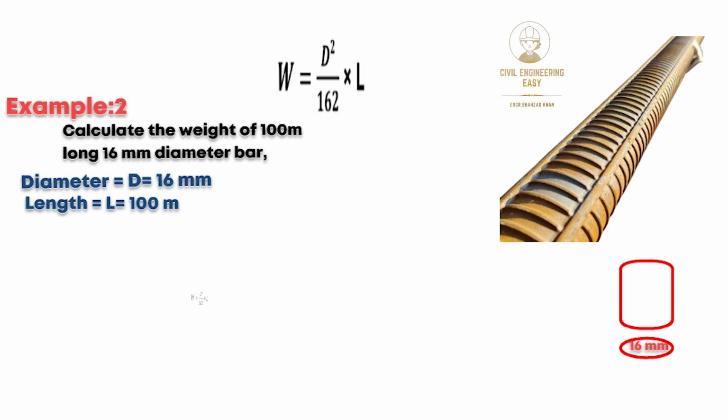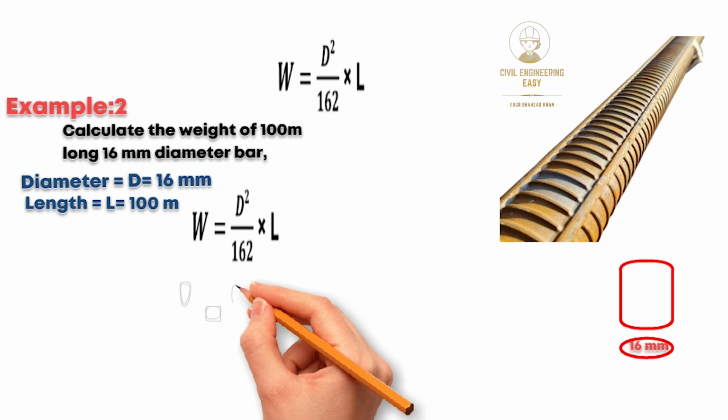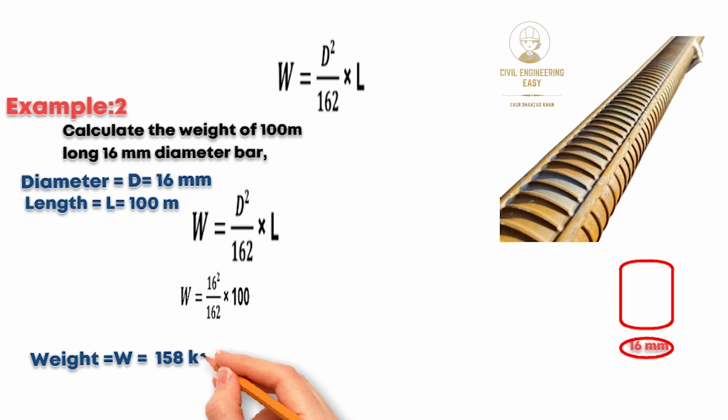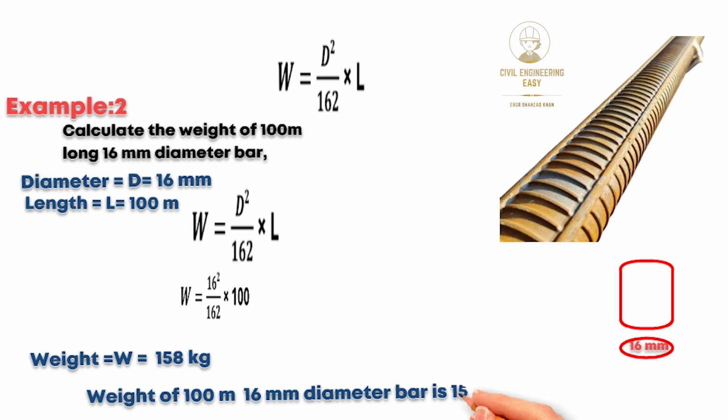As we know, the formula to calculate the steel weight is D squared divided by 162 multiplied by the length. By putting the value of diameter and total length of the bar, we will get the total weight of the bar, which is 158 kilograms. So the weight of a 100 meters, 16 millimeter diameter bar is 158 kilograms.